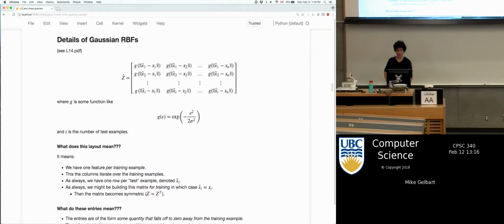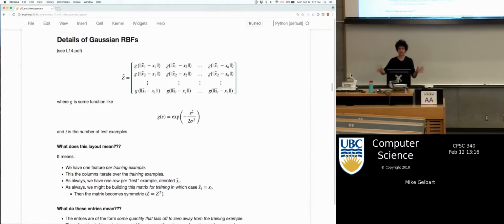Okay, so that's the layout of this matrix. But I also want to talk about what the entries mean. So what is this G parentheses bar X? It's quite a mess, right? So let's talk about it.